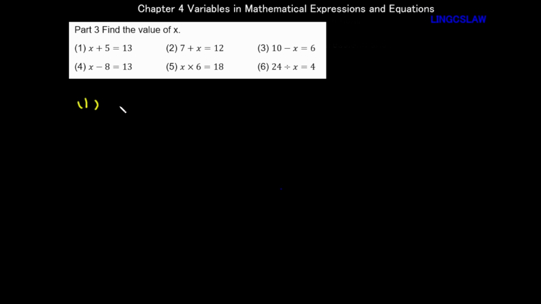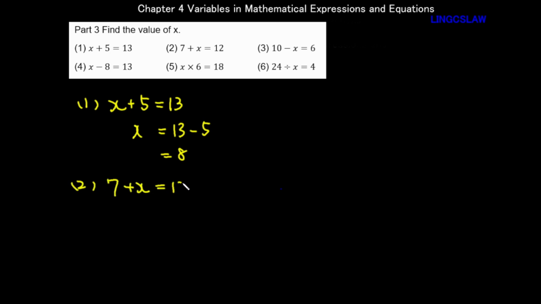Okay, number 1. x plus 5 equals 13. You subtract 5 from both sides. 13 minus 5 equals 8. Number 2. 7 plus x equals 12. Okay, subtract 7 from both sides. Number 3. 10 minus x equals 6. Okay, subtract 10 from both sides.